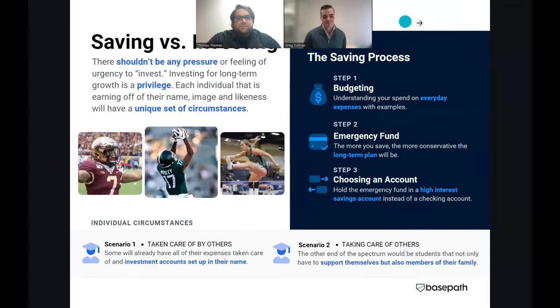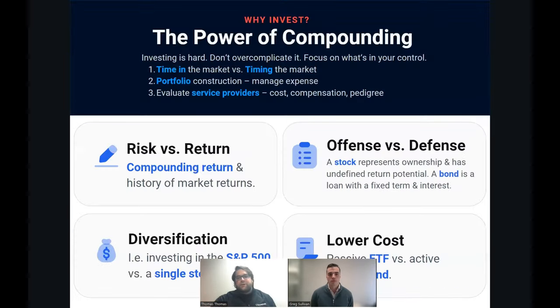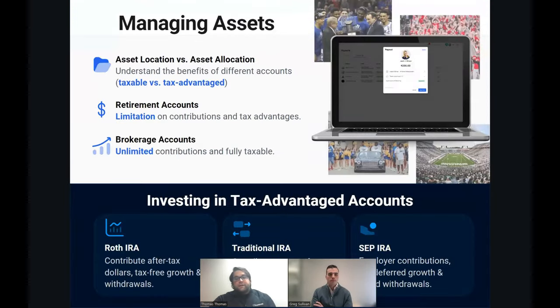We're going to talk about a couple of different things. We'll start on the savings and investment side, looking at the key steps if you're stepping into the financial management world for the first time. What are the things you'll be thinking about from a budgeting and emergency fund standpoint, and how you're setting up your accounts. From there, we're going to hit on some of the key fundamentals of investments and asset management: the power of compounding interest, risk and return, offense versus defense, diversification, and doing things in the most cost effective way possible. And then from there, looking at asset management: how are you allocating your assets? Where are those assets located?